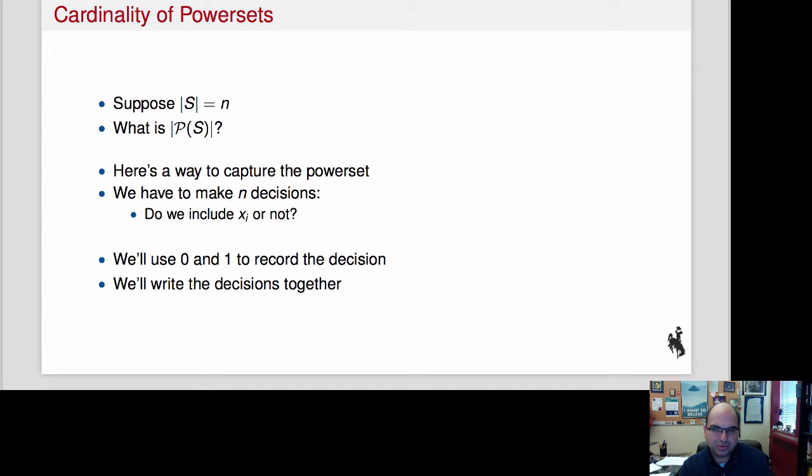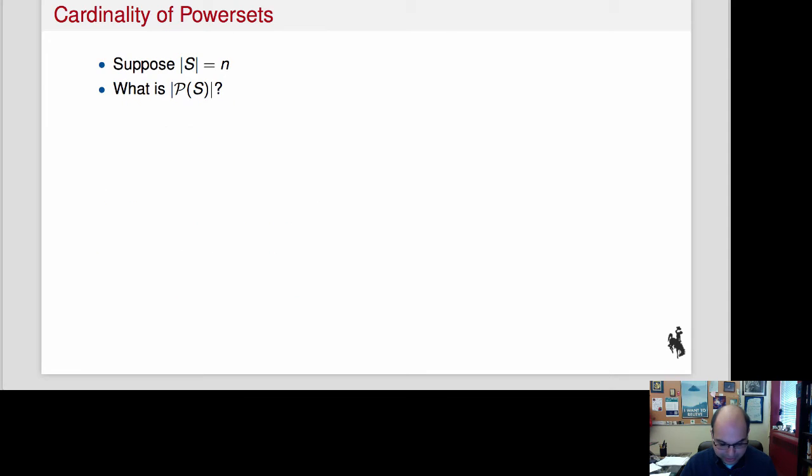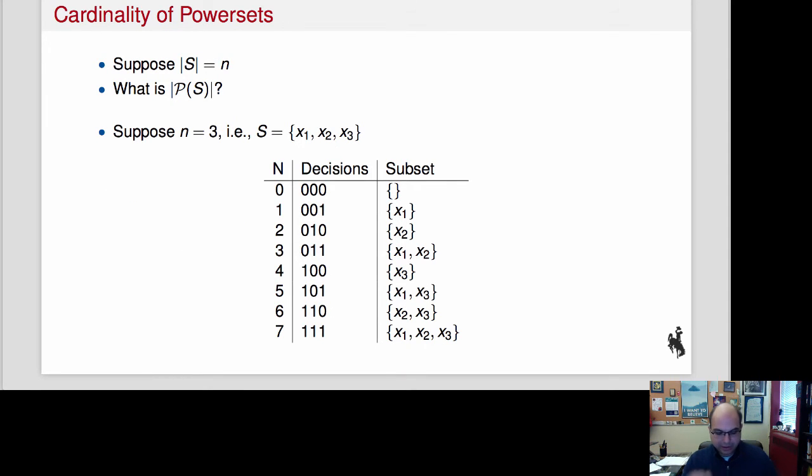A decision could be true or false, so let's use the numbers 0 and 1 to encode that. And let's write the decisions and how they might look. Let's say when n is equal to 3, here are my decisions. 0, 0, 0, that means I don't include any of them. 0, 0, 1, that means that I include only the last one. I'm going to say that's x1, and there's a reason for that. How about 0, 1, 0? I include only the second one, x2. 0, 1, 1, I include x1 and x2. 1, 0, 0, I include x3 but not x1 and x2, and so on.